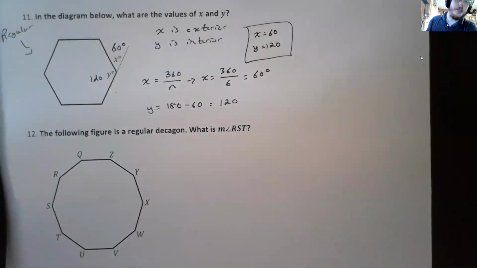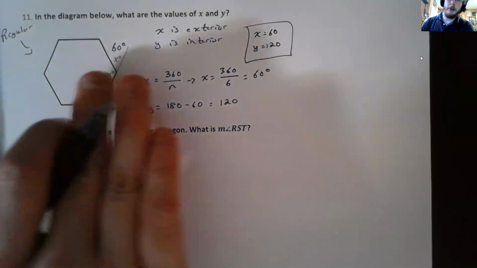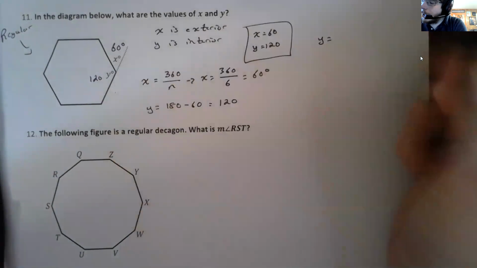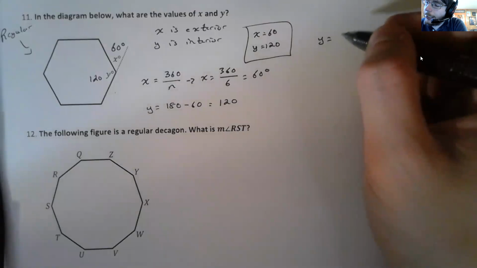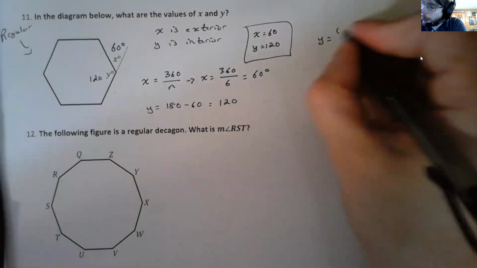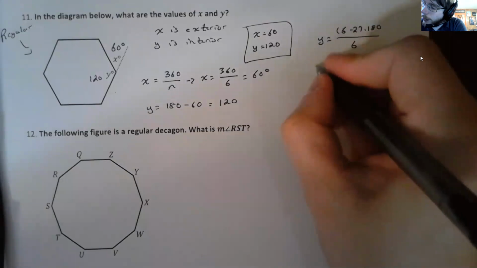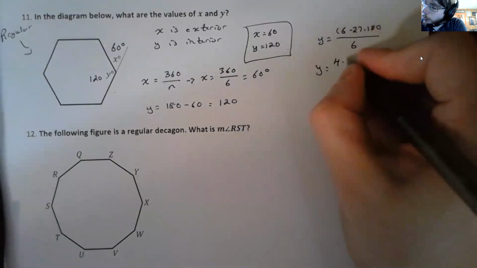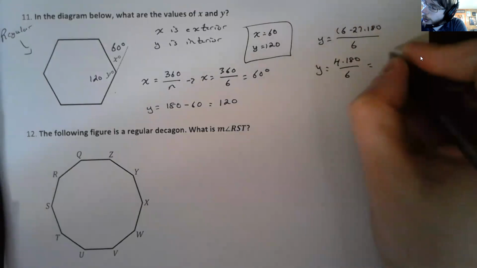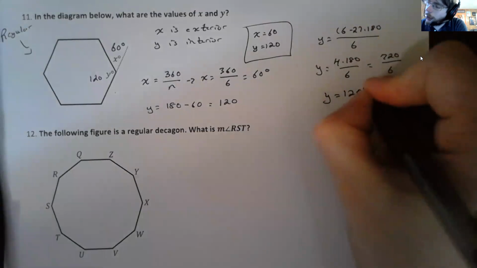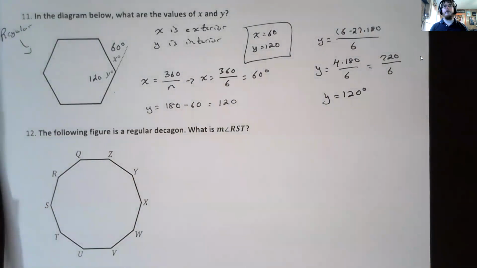And I'm just going to show you that you could have done it the reverse way. So y would equal the sum divided by n of the interiors. So you would have 6 minus 2 times 180 divided by 6. So that would be 4 times 180 over 6, which is 720 divided by 6. So y would be 120. So either way that you wanted to do that would have been fine.